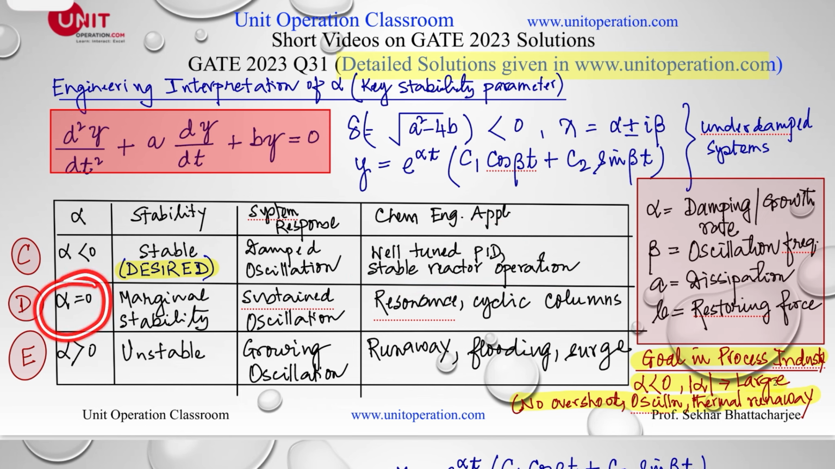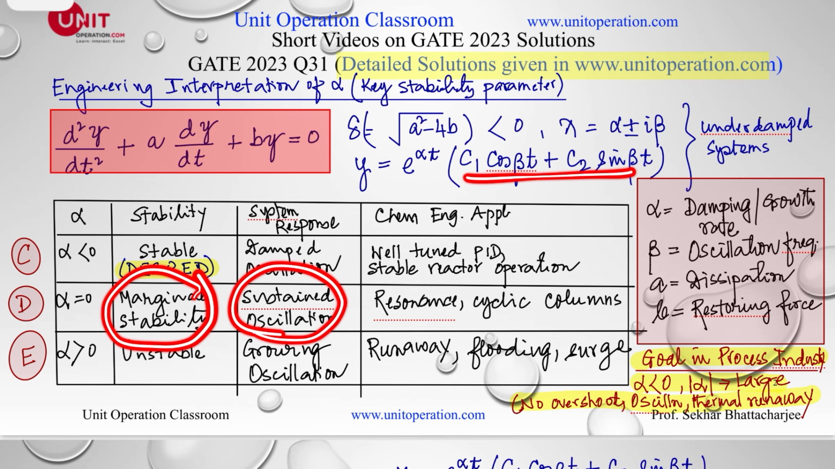If alpha is equal to zero, this is called marginal stability. We have a sustained oscillation, so we get the sinusoidal curve here.